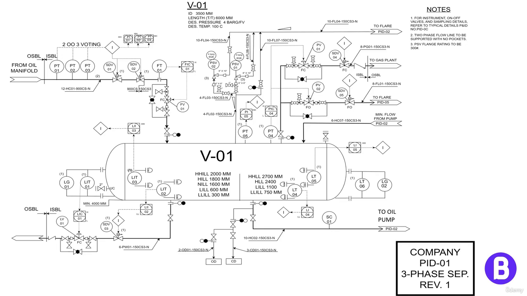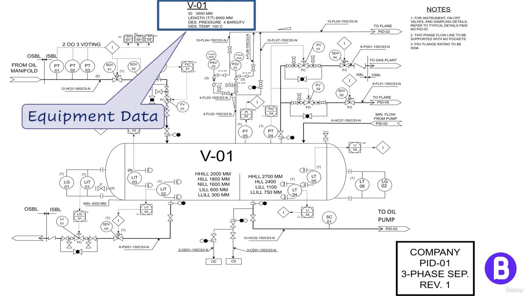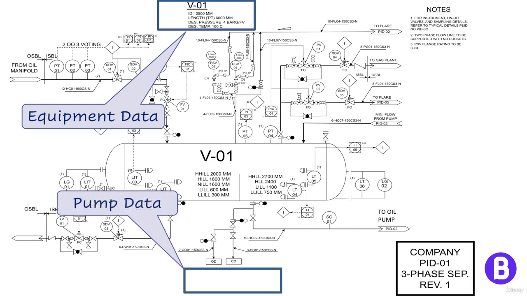So now let's analyze the anatomy of a P&ID here. On the top, we can see the primary equipment data. Here it's the data of a vessel, which is in this drawing. If there is a pump in the drawing, it is common to add the pump data at the bottom.